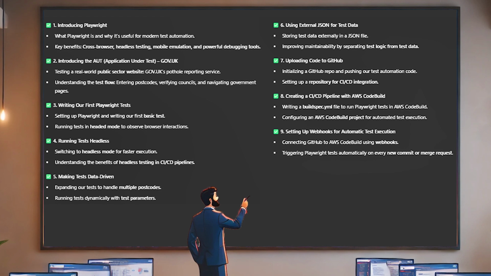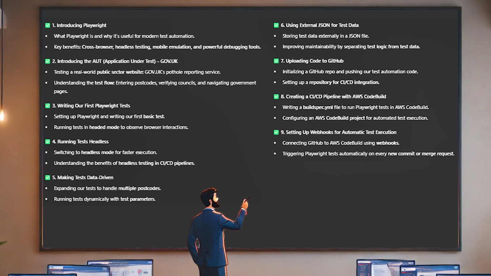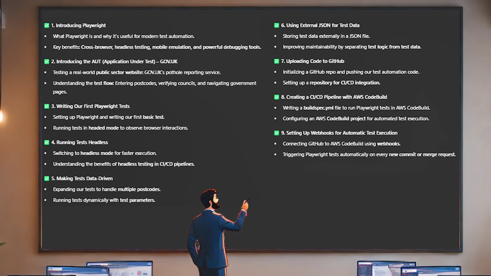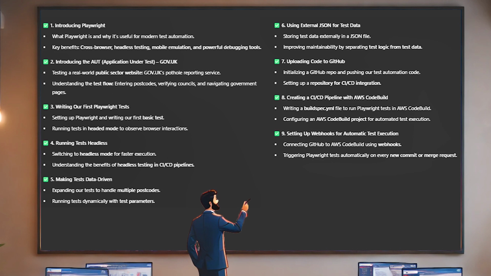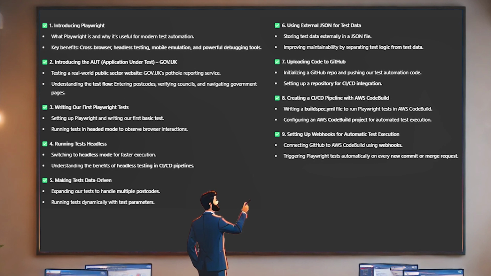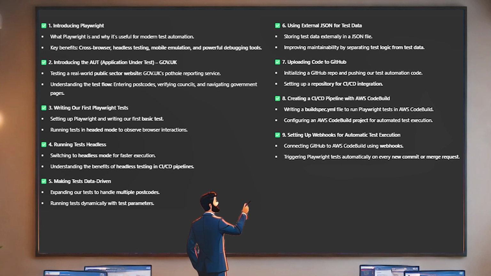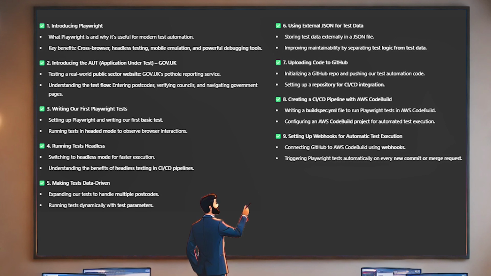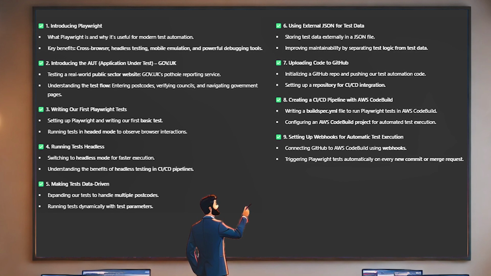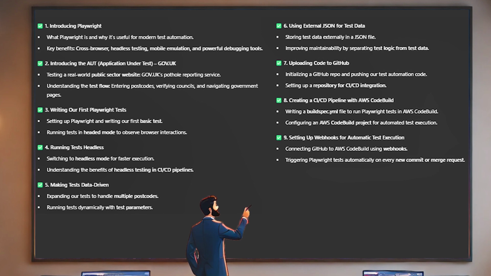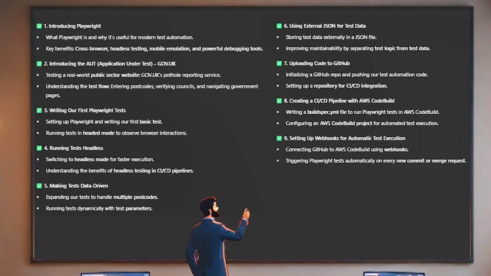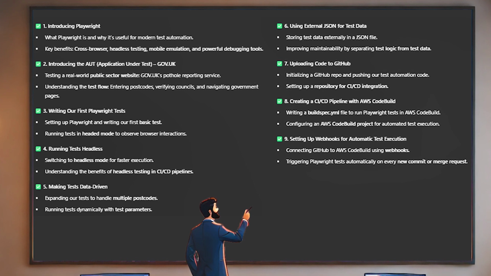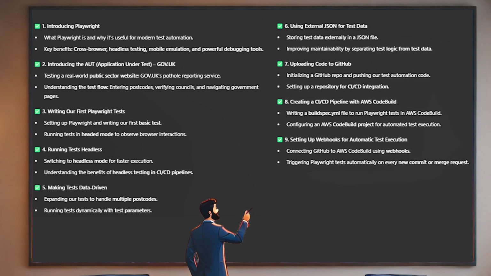So first we're going to introduce Playwright and why it's a great tool for modern web testing. Then we're going to look at the application under test, in this case the UK government's reporting system for linking into local council websites, and we'll analyse the user journey and decide what we can automate. We'll write our first Playwright test, running it in headed mode so we can watch it interact with the website.